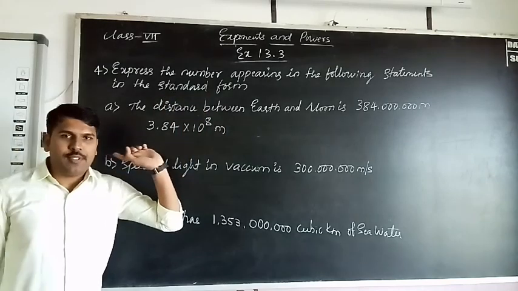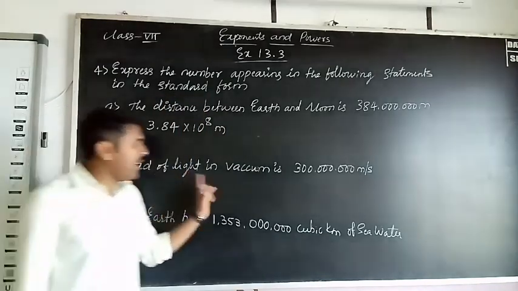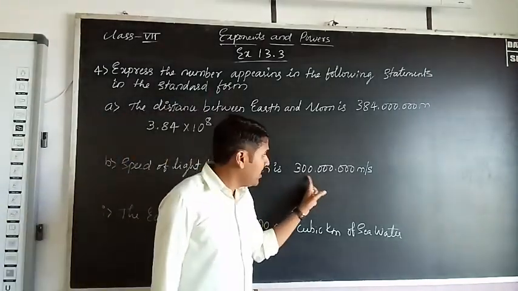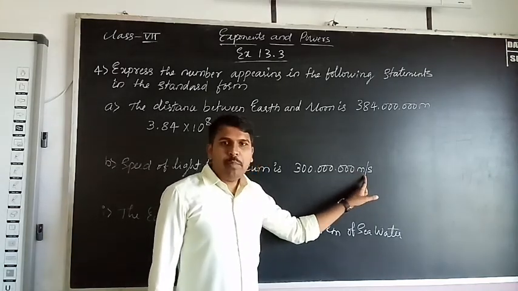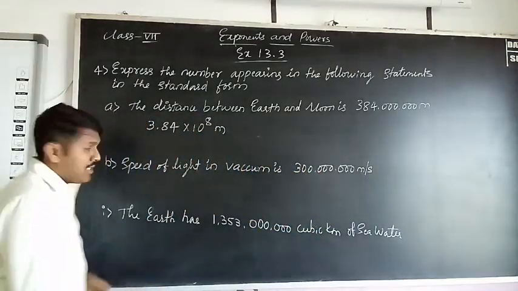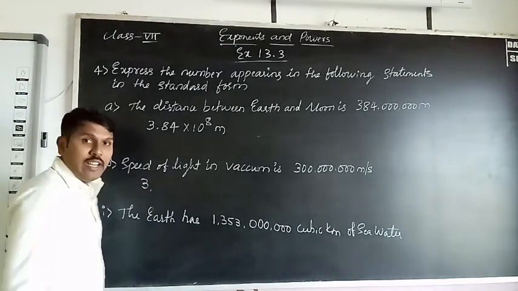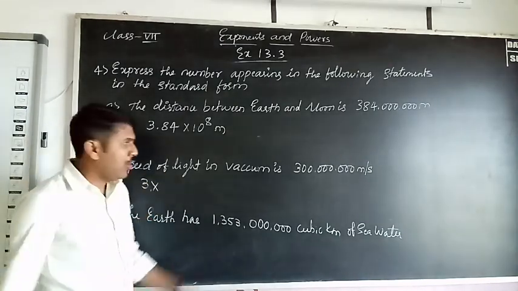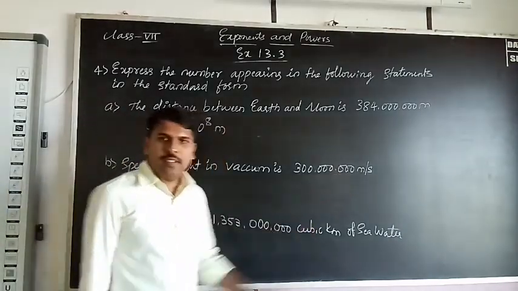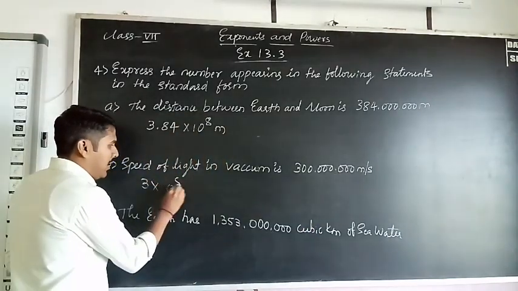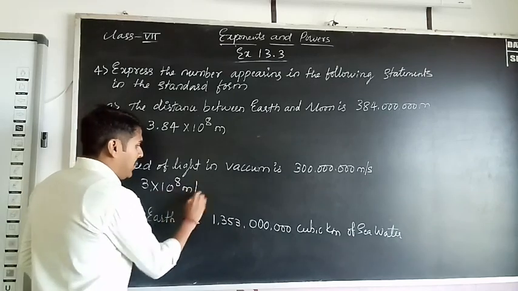Neglect the zeros. So second one: speed of light in vacuum is 300 million meter per second. So write down the standard form 3.0, otherwise you can write directly 3 into, total how many zeros? 5, 8. 10 raised to 8 meter per second.